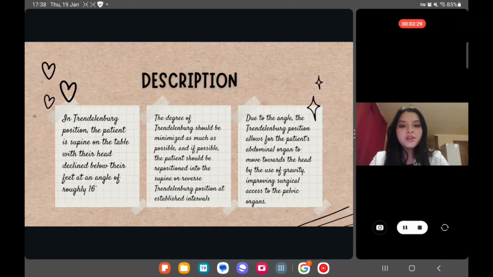Due to the angle, the Trendelenburg position allows for the patient's abdominal organs to move towards the head by the use of gravity, improving surgical access to the pelvic organs.